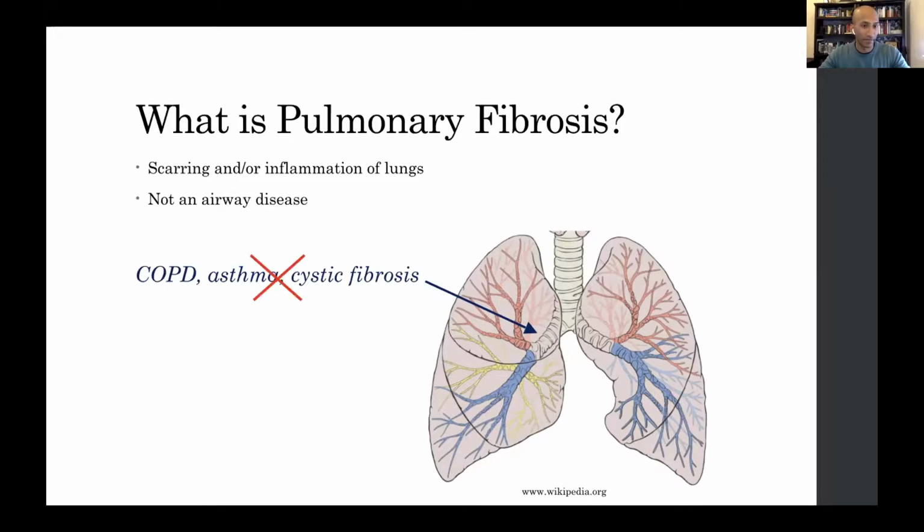So pulmonary fibrosis is not a problem with the tubes. In fact, the airways are sometimes kept open, and they're kept open for longer than they would be with airway disease. So pulmonary fibrosis is a problem with the air spaces itself. So if you think about your lungs as a set of tubes and balloons, pulmonary fibrosis is a problem with the balloons itself.